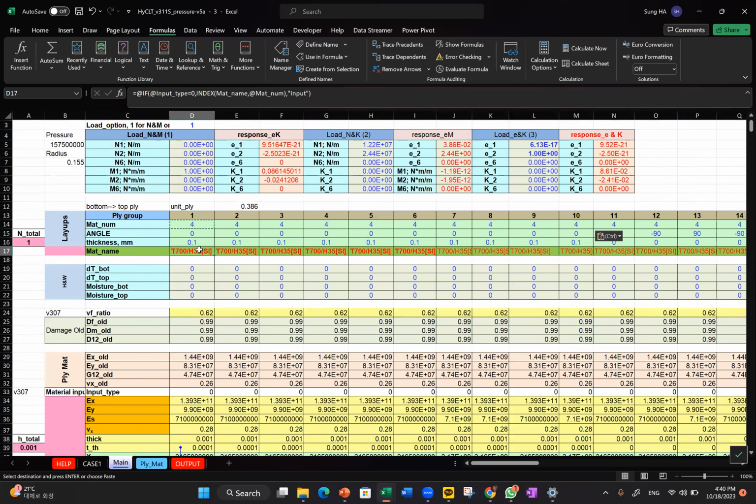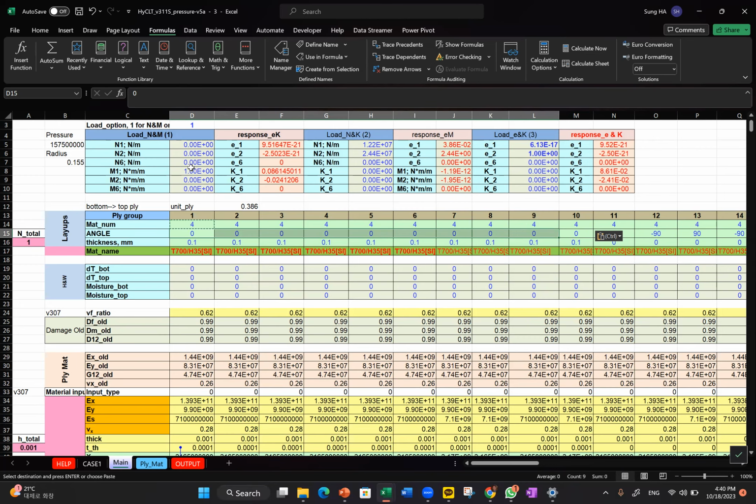Now each one has the composite T700 epoxy, 10 layers. Each one has 0.1 millimeter thickness. So in total we have 10 times 0.1 millimeter, which is 1 millimeter thick. So this is a composite. All the same angle, 0.